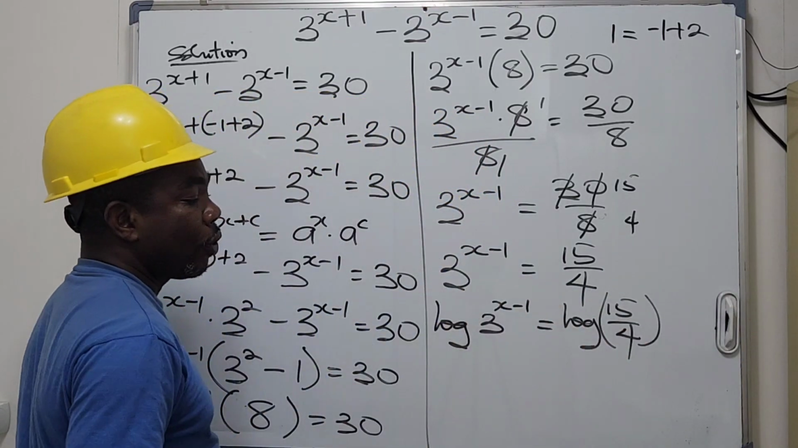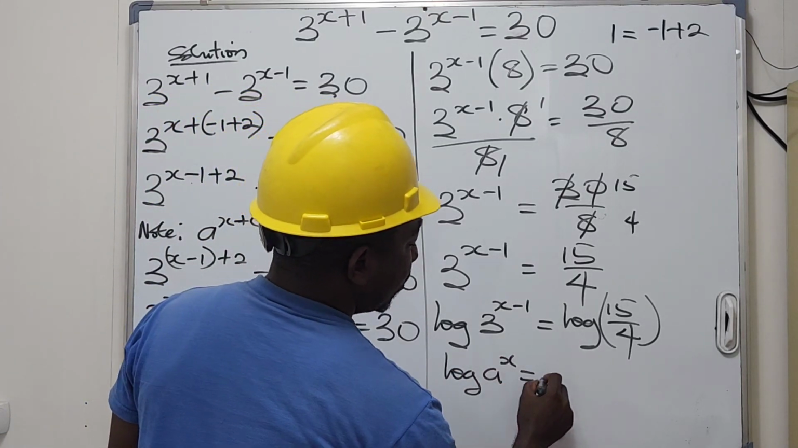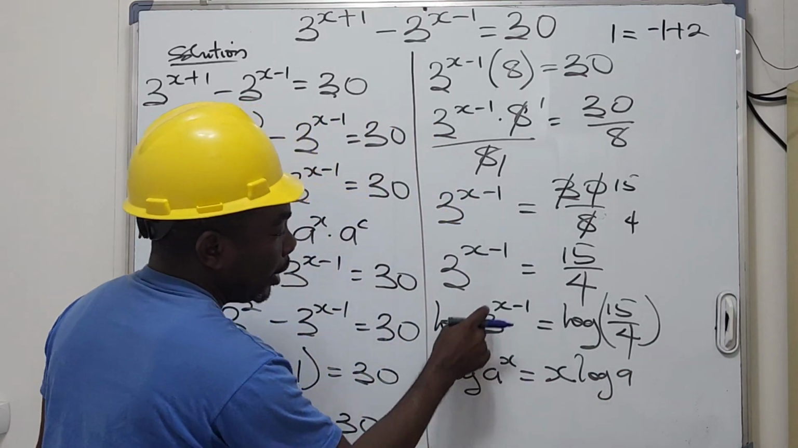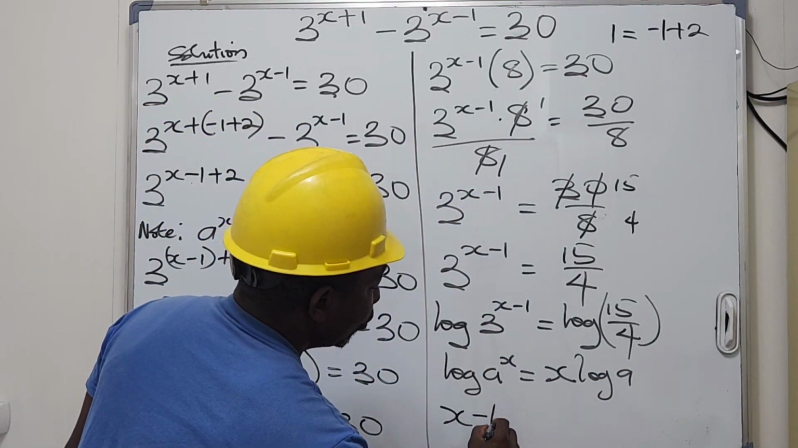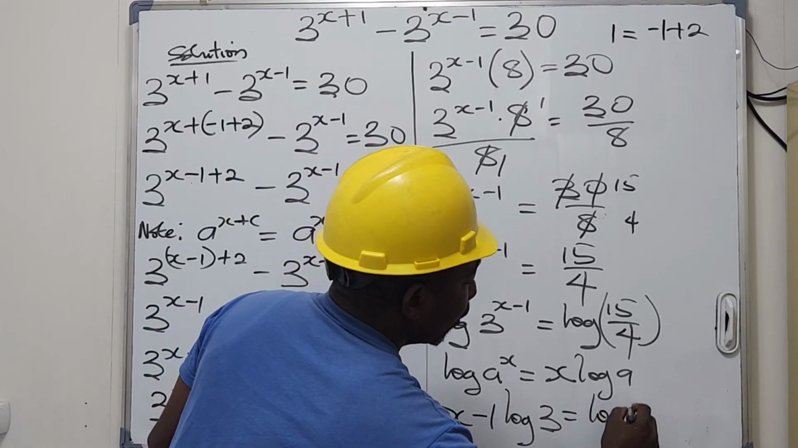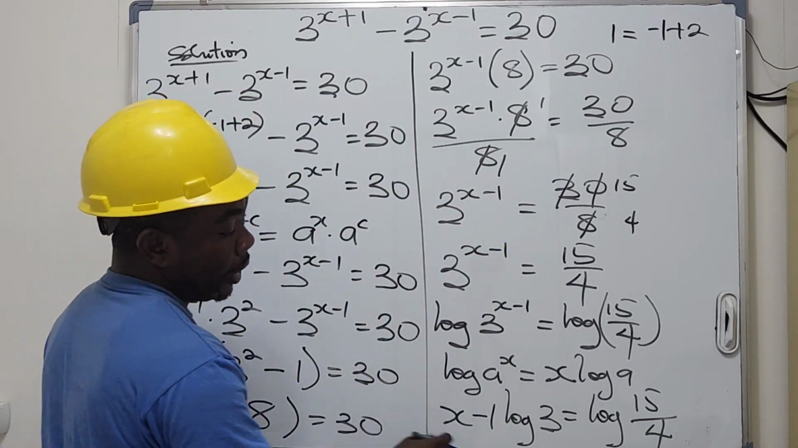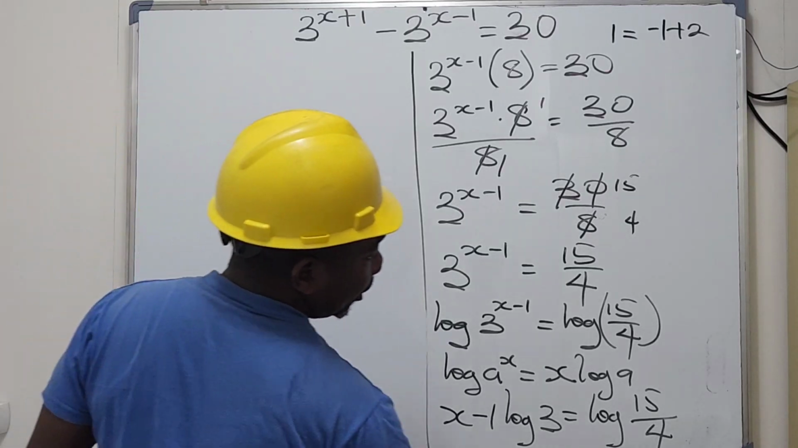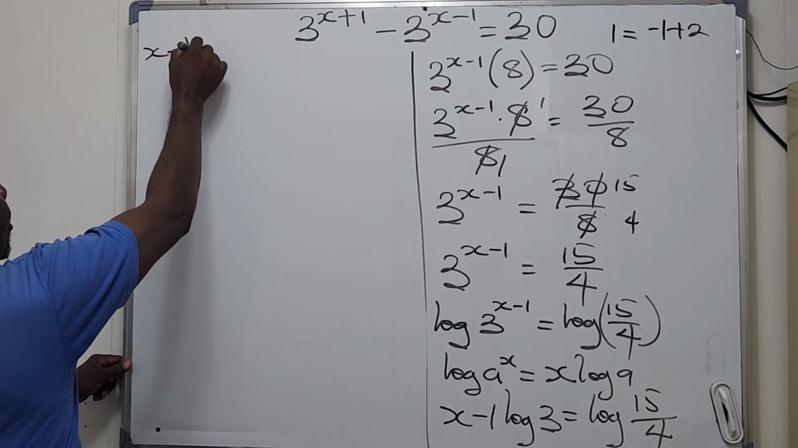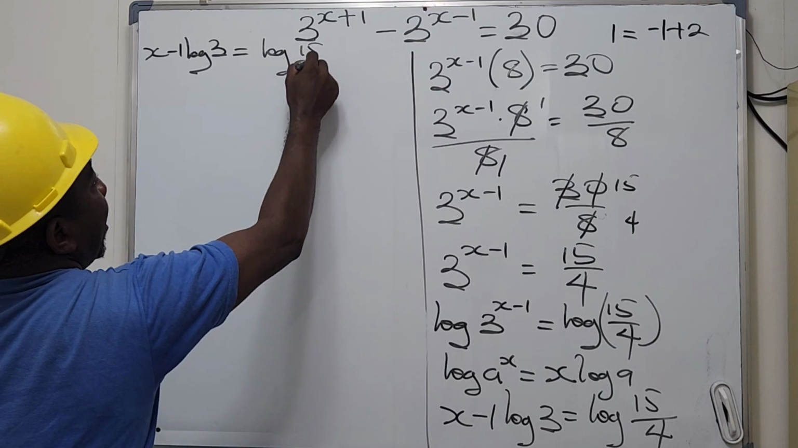So here, we also recall a law that says that when we have log a to the power of x equals x log a. So expressing this in this format, this will give us x minus 1 log 3 equals log 15 divided by 4. So this is what we have now. In this case, we need to clear this here or bring it over to the other side. So we have x minus 1 log 3 equals log 15 divided by 4.